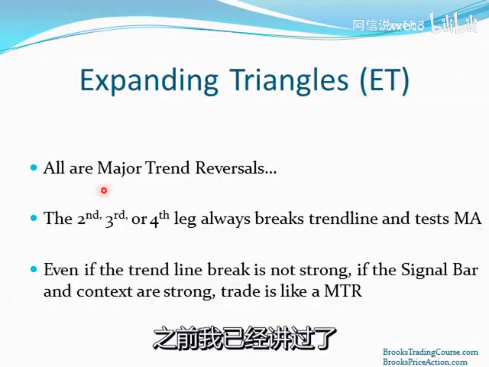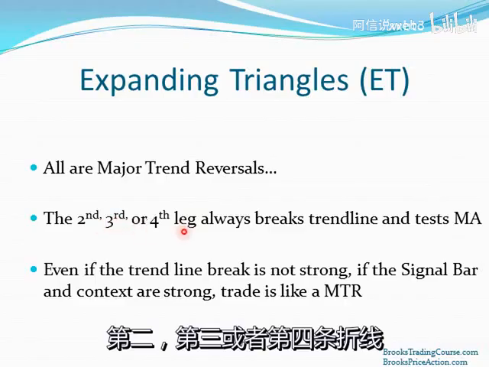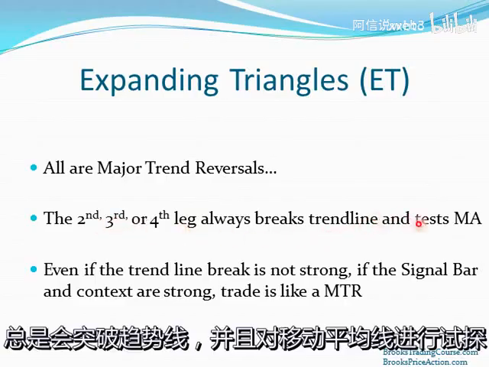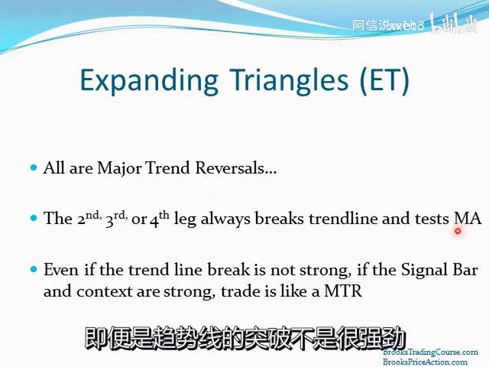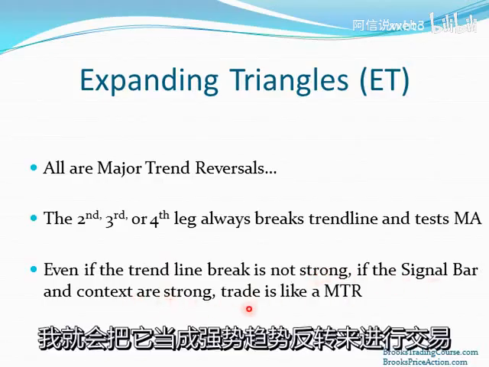Expanding triangle, I talked about them in an earlier module. All of them are major trend reversals. The second, third, or fourth leg always breaks the trend line and usually tests the moving average, or comes pretty close to the moving average. Even if the trend line break is not very strong, if the signal bar is good and the context makes sense, I would trade it like a major trend reversal.